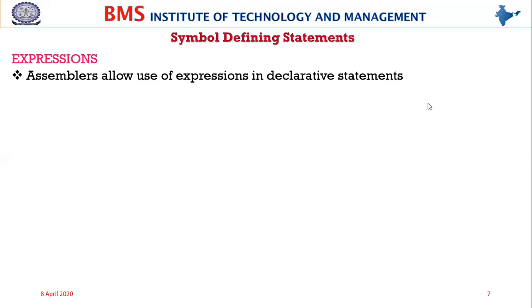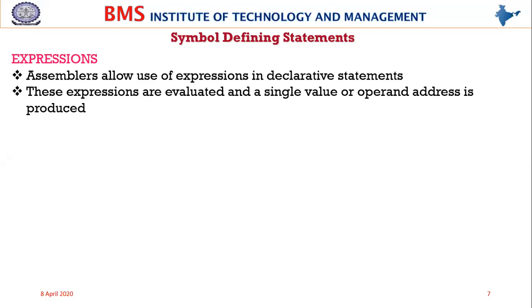But expressions allow you to specify the size based on already existing variables, or already declared or later to be declared variables or constants. Such a thing is called an expression. Rather than theory, we can see it in the example. That's going to be the better way. The expressions are evaluated into a single value or an operand address.